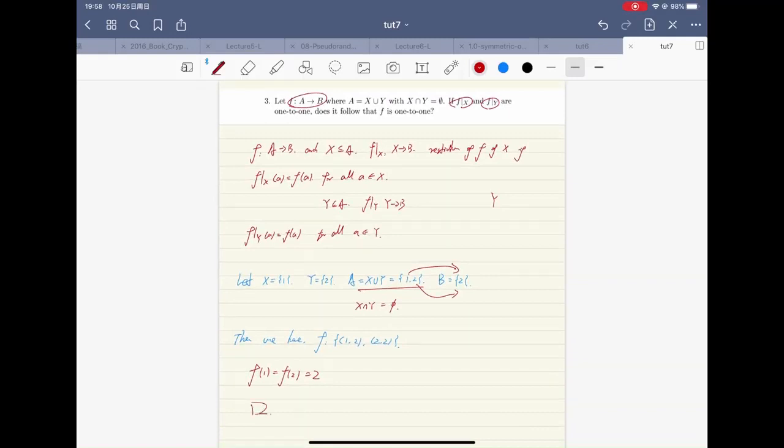So when you are asked to disprove a function or something, just use the logic that we have learned in the previous lectures, say the propositional logic. You can raise any counterexample to disprove the statement. That's it, question 3.